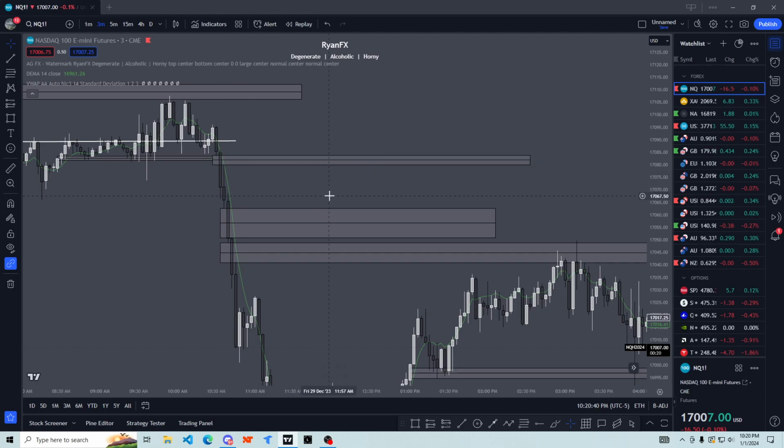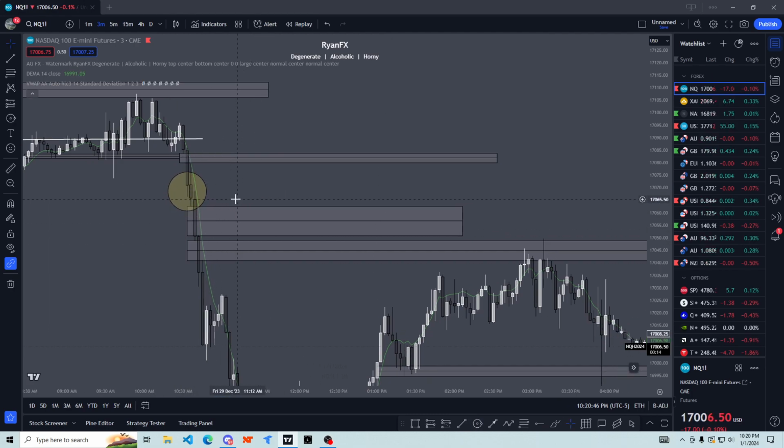And what's an example of what's not a fair value gap? This right here is not a fair value gap. Why is it not a fair value gap? Because the bottom of this candle does not create a gap with the top of this other candle. You see, there's no gap in the market. All right, so that's what makes a fair value gap.